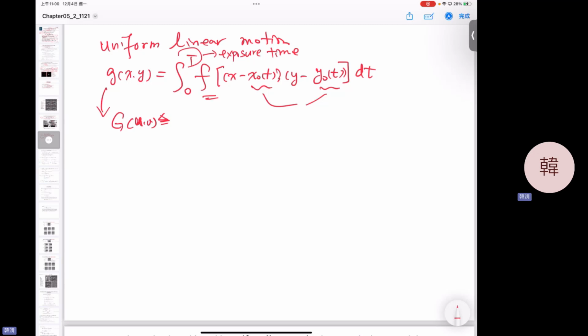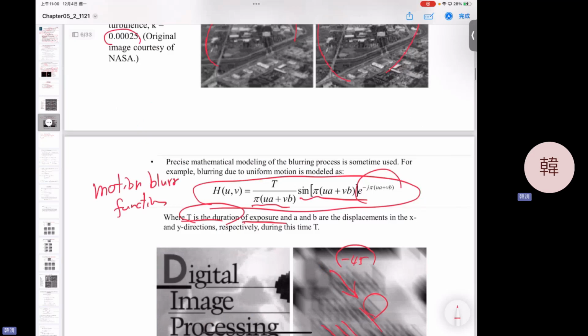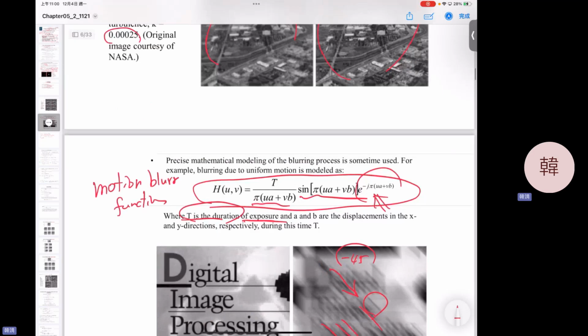So let's take a 10 minute rest and come back. We have a lot of mathematics to derive, to find out the linear motion equation here in the Fourier domain. Okay, take a 10 minute rest.